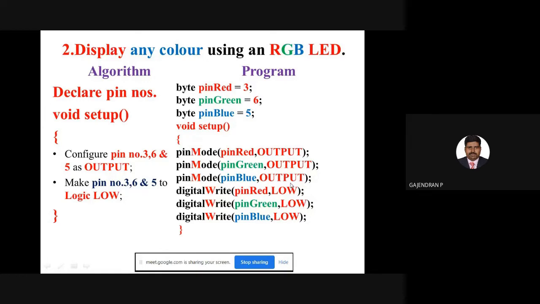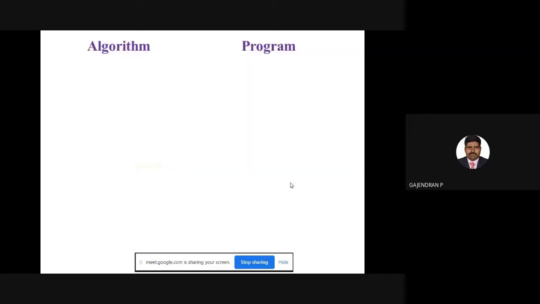Keep in mind, we are going to use a common cathode LED. In our lab session, we have a common anode LED in our actual hardware component, but in Tinkercad, we have only common cathode. Okay. So what do I need to write in the loop portion?